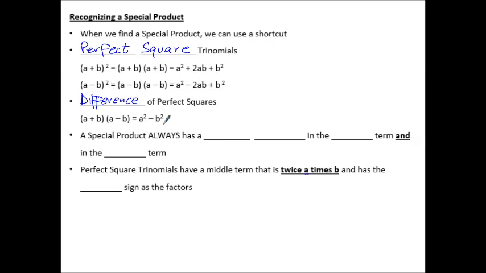So, special products we recognize because they always have a perfect square in the first term and in the last term. That is true for all three of them. But then the perfect square trinomials, they have a middle term, and that middle term is twice the number or variable for A times the number or variable for B, and it has the same sign as the two factors. So if the two factors had a minus in them, then the middle term ends up with a negative sign. If the two factors had a plus in them, then the middle term ends up with a positive sign.